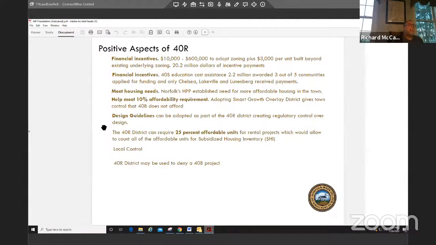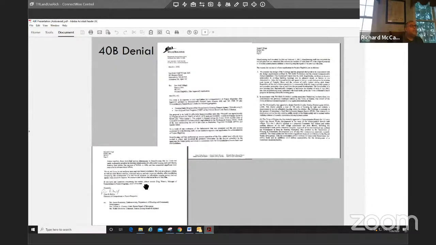You don't necessarily have to have it, but that is one of the regulatory permitting processes that we have currently that would be applied to a 40R district if it were to be developed in the town. And the last positive aspect, which I think is important for consideration, is that it could potentially be used to deny a 40B project.